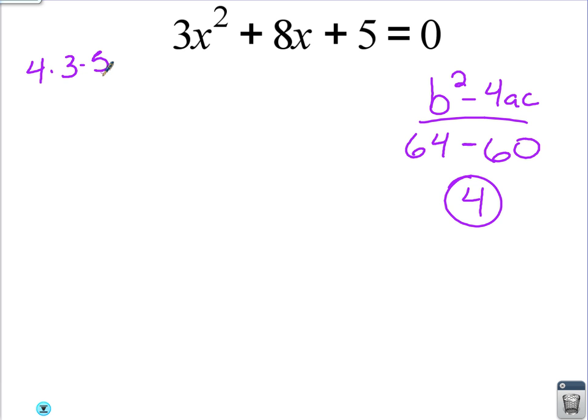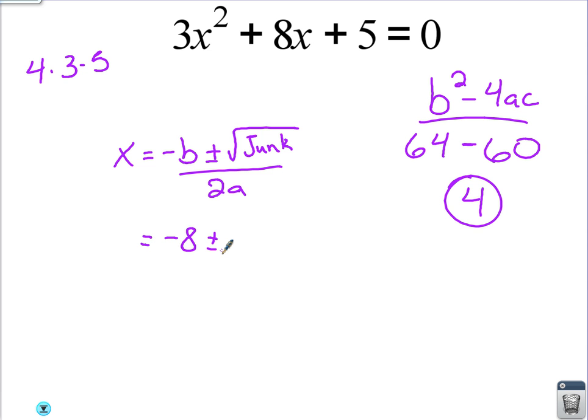So now we have our formula. X equals negative b plus or minus the square root of the discriminant all over 2a. And the reason I put the square root of the discriminant there is that we've already done that. So plugging into my formula, negative b plus or minus the square root of 4, which is 2, over 2 times 3, which is 6. There's your 2 answers. The first answer being negative 8 plus 2 divided by 6. The second answer being negative 8 minus 2 divided by 6.